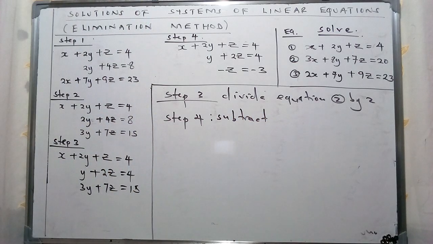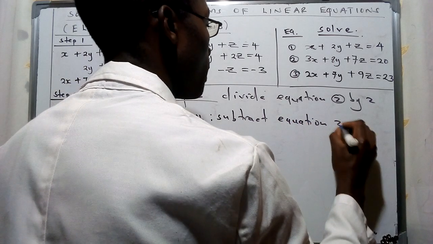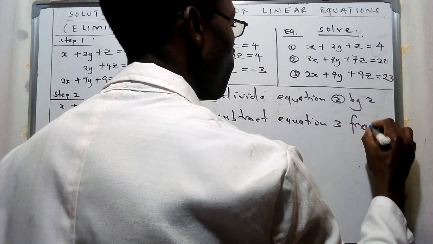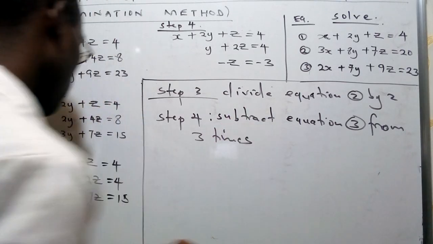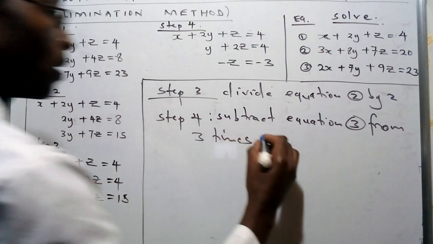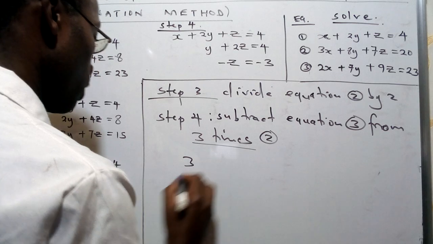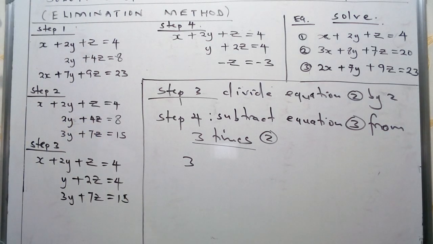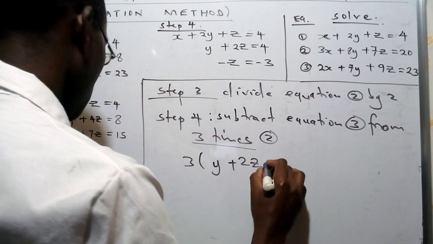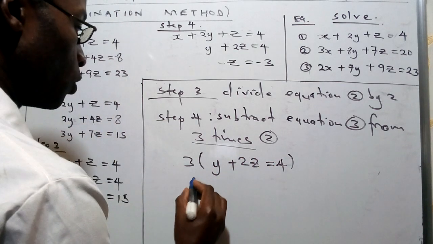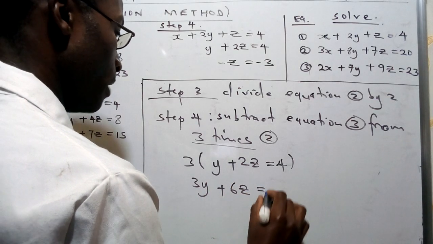So we're going to perform a subtraction of equation 3 from 3 times this specific equation 2. So for us, we're going to obtain 3 times equation 2, which is going to be 3 into y plus 2z is equivalent to 4. So that's going to give us a value of 3y plus 6z is equivalent to 12.